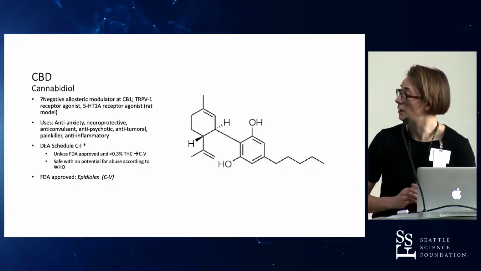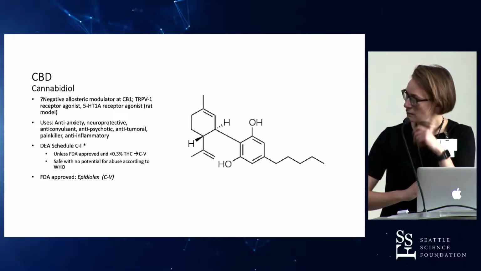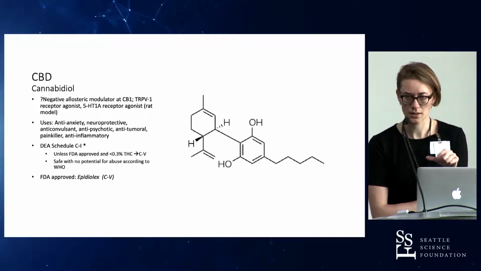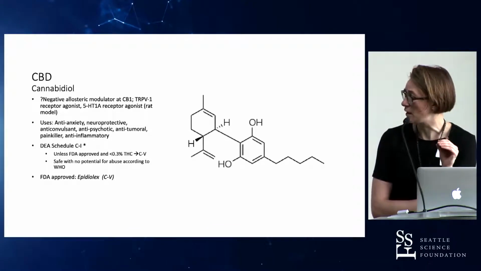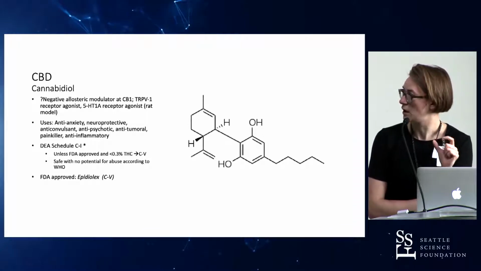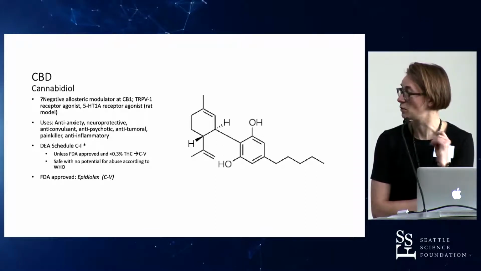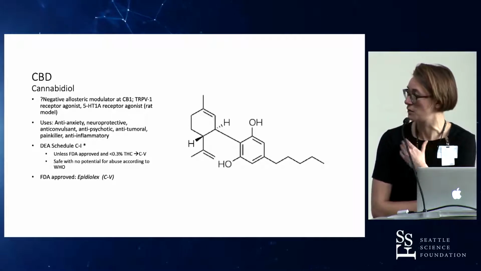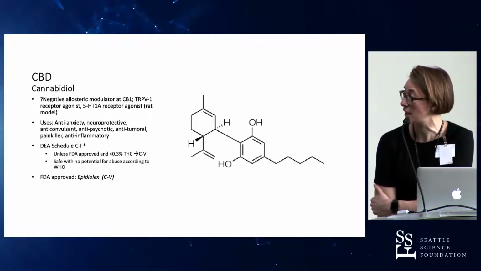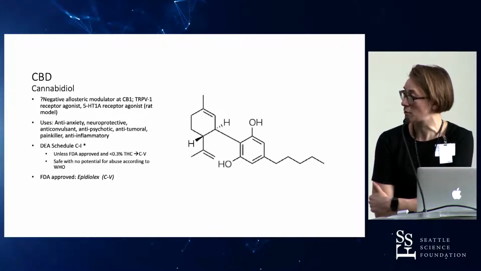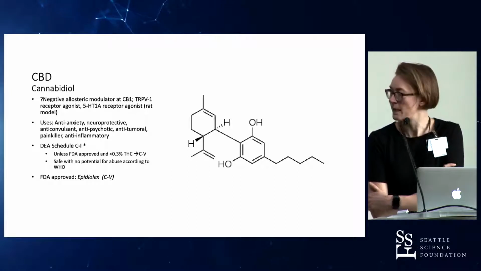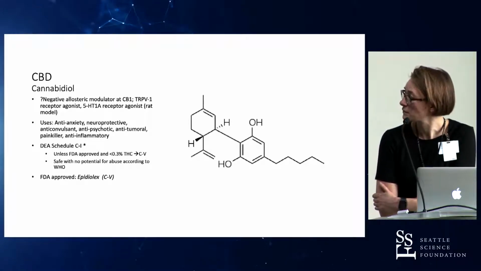Okay, so CBD doesn't necessarily work within the endocannabinoid system. It's thought to work on TRPV1 receptors and as a 5-HT1A agonist. And this is just our rat model. Again, that can be used for anti-anxiety. It's thought to be neuroprotective. We know it can be used as an anticonvulsant with the approval of Epidiolex.